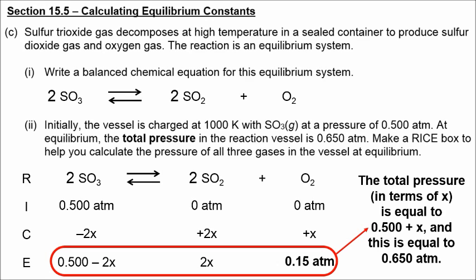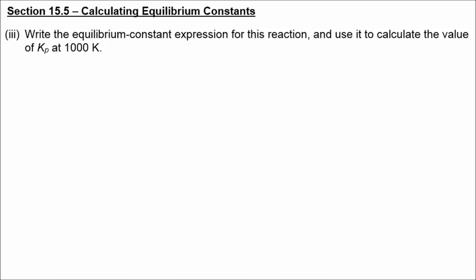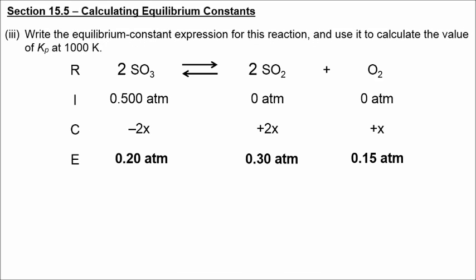The pressure of SO2 would be 2x, or 0.3 atmospheres, and the pressure of SO3 at equilibrium would be 0.5 minus 0.3, which is 0.2. So now I know the pressure of all three gases at equilibrium. That RICE table was very helpful to do that calculation. So now we can write the equilibrium constant expression. So products over reactants. We're doing this for Kp, so pressure of SO2 squared times the pressure of O2 divided by the pressure of SO3 squared.